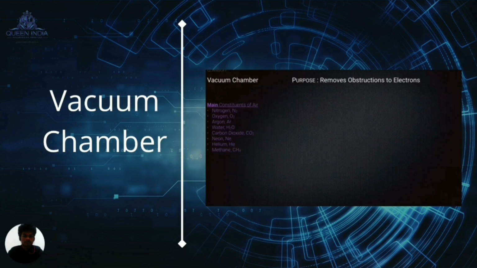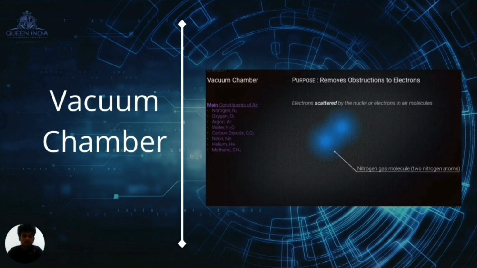Now let us see what happens when electrons are made to flow through chambers filled with gas. Here the electrons are made to flow through the nitrogen atom. The mass of the nitrogen atom is greater than the mass of the electrons. So you can observe that the electrons are scattered away in all directions. Due to the absence of a vacuum, the electrons will be scattered away from the target.